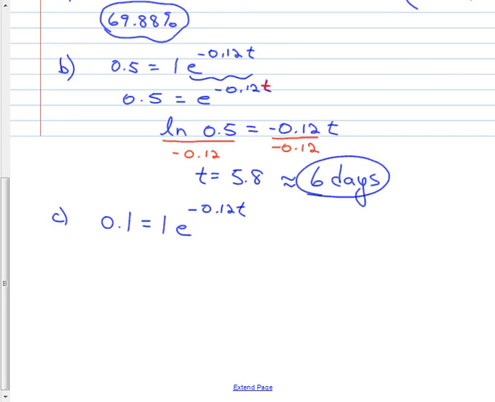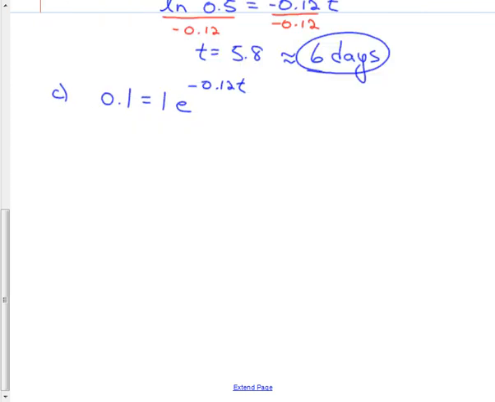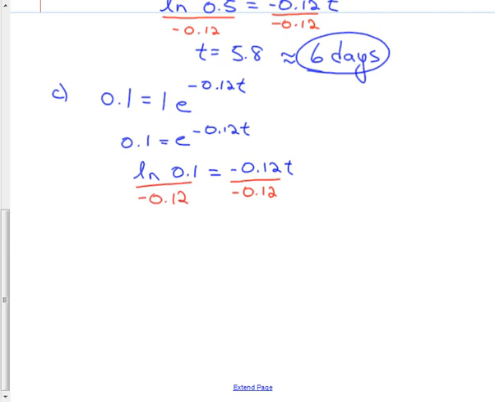This is really very similar to part B. We're just needing to be able to analyze the question and use our formula properly. So dividing by 1 doesn't change it. e to the negative 0.12t. Change it to logarithm form. Natural log of 0.1 will equal my exponent. And then isolating that t, dividing by a negative 0.12. Let's see what we get.